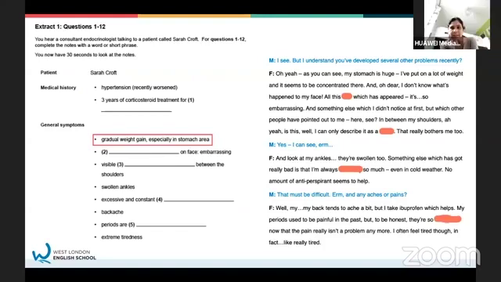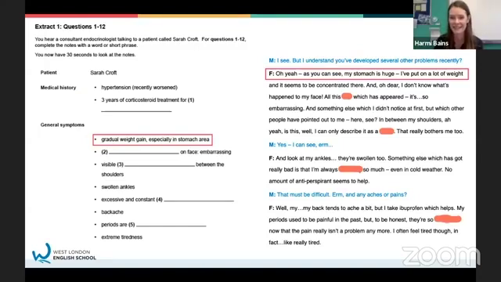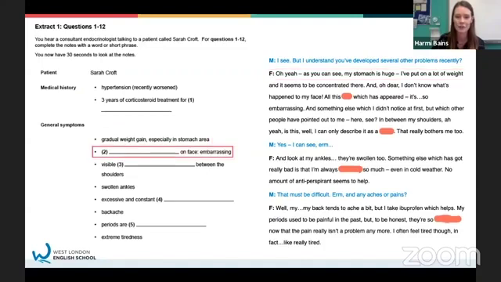It says I have put on a lot of weight and it seems to be concentrated there. Is it telling us it's increased weight? Exactly, yeah, definitely. Saying my stomach is huge and concentrated. So yeah, perfect, exactly. Let's have a look at number 2.